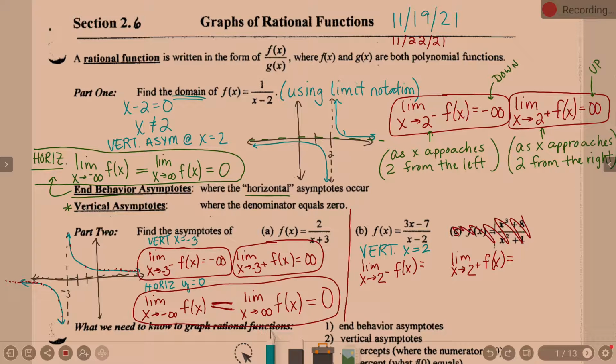What about horizontal asymptote? Thoughts on what the horizontal asymptote is? What do you notice about the powers? They're both x to the first, so that means they're the same. What's the rule when the highest powers are the same? Leading coefficients, which are 3 over 1. So what's that make my horizontal asymptote? Y equals 3.